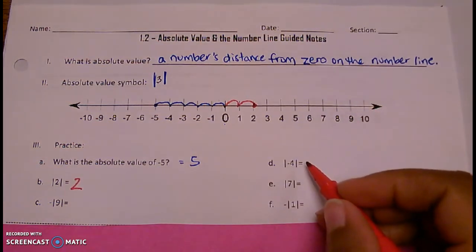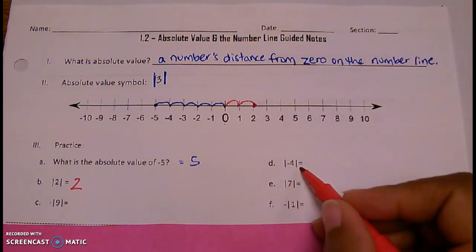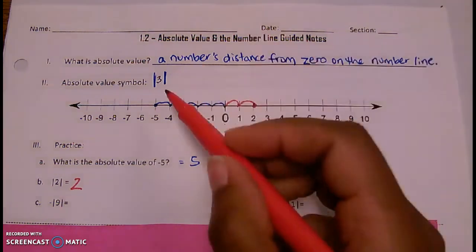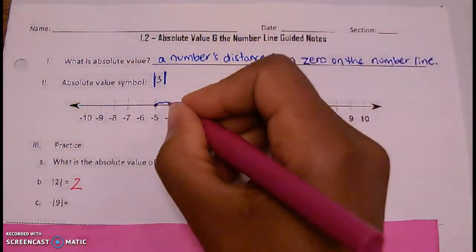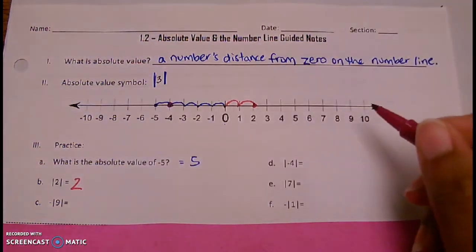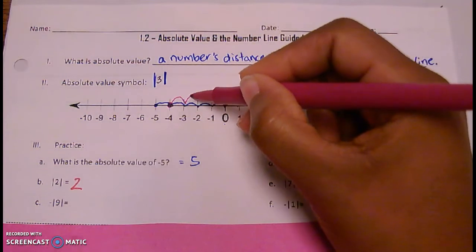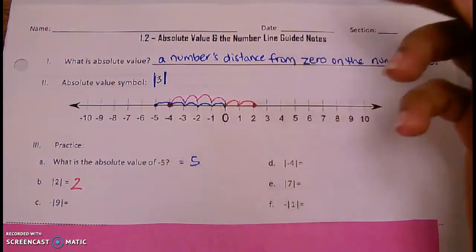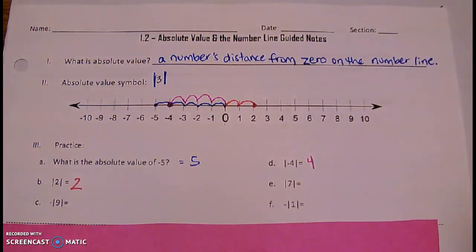Let's skip over here to D really quick. What's the absolute value of -4? All right. Once again, I'm going to use another marker. I'm going to find -4. It's here. How far is -4 away from 0? 1, 2, 3, 4. So the absolute value of -4 is 4.